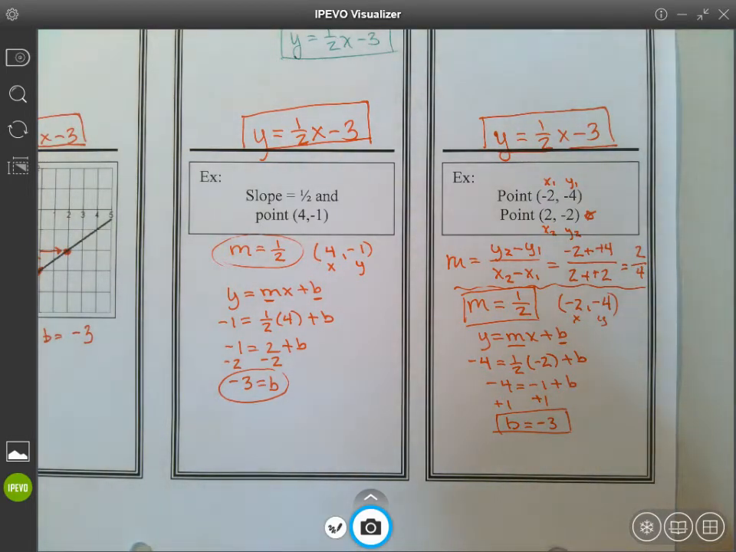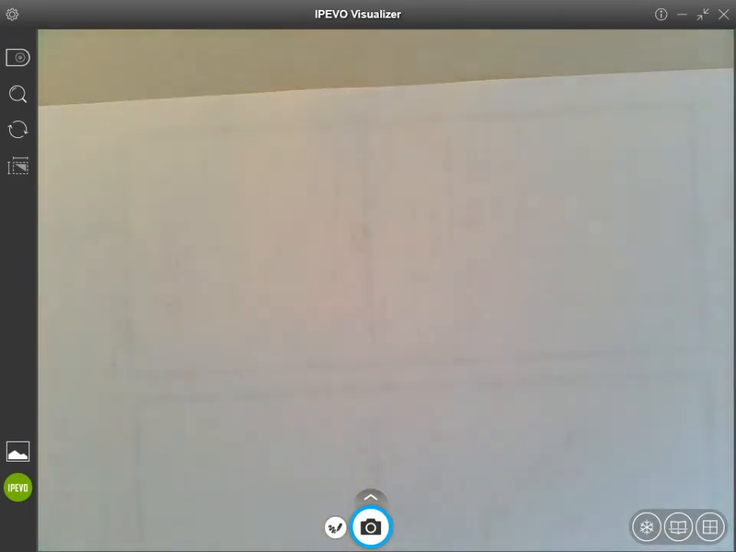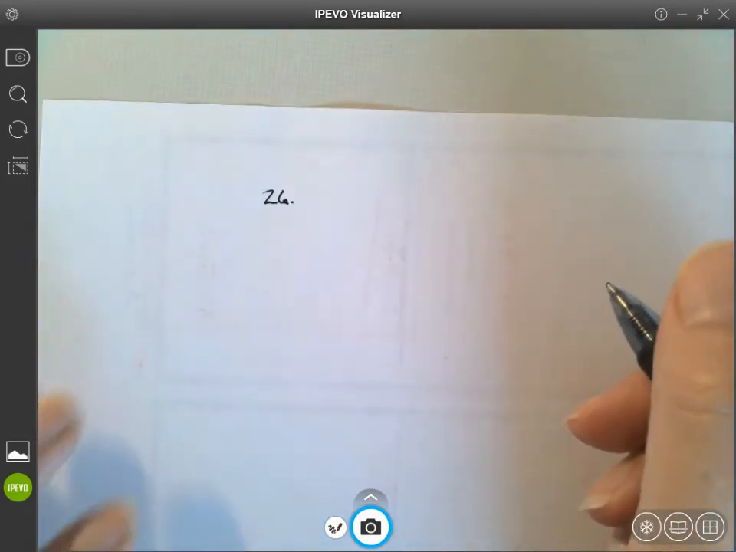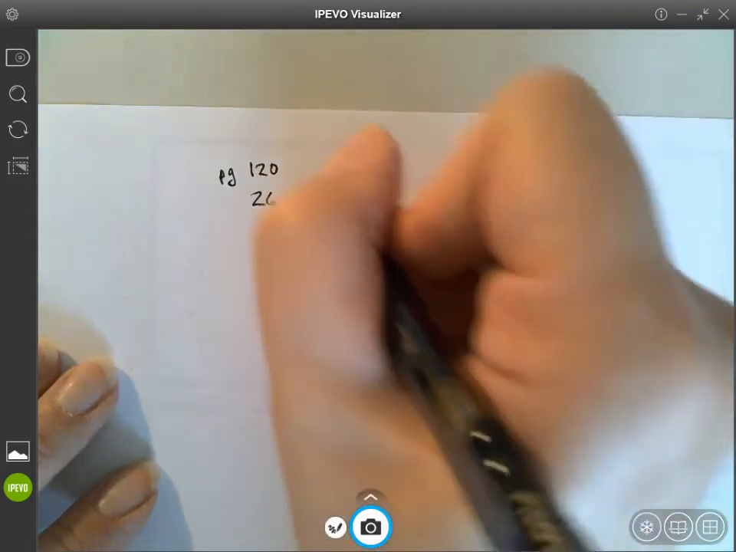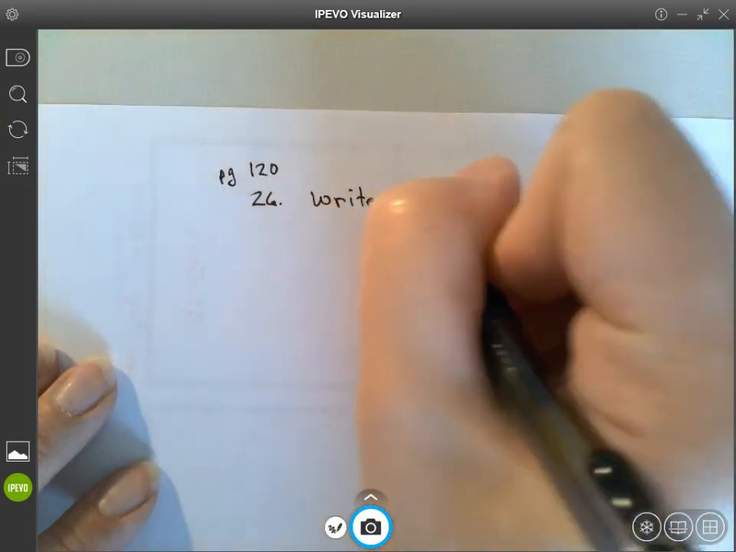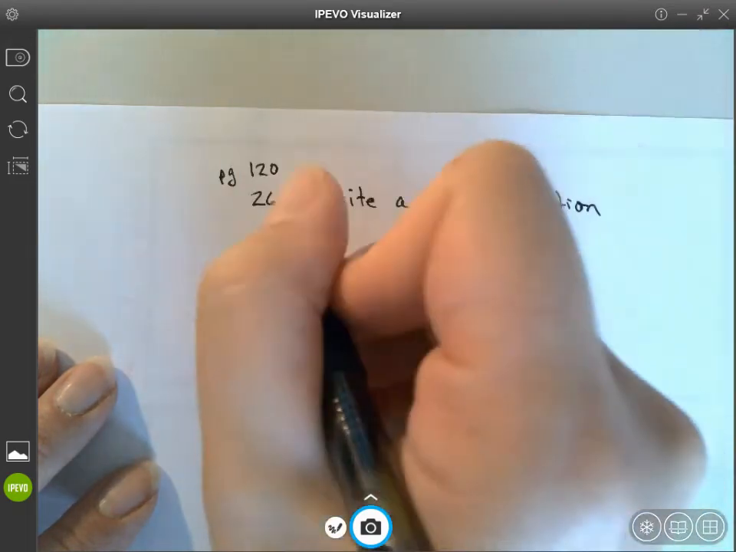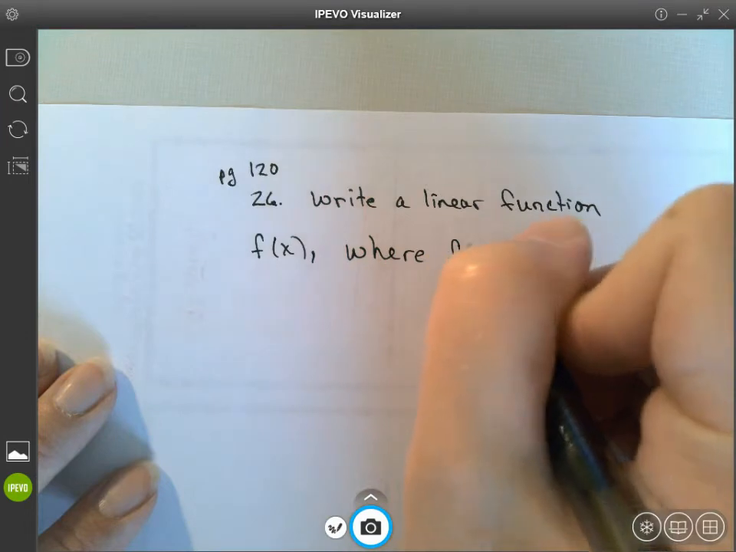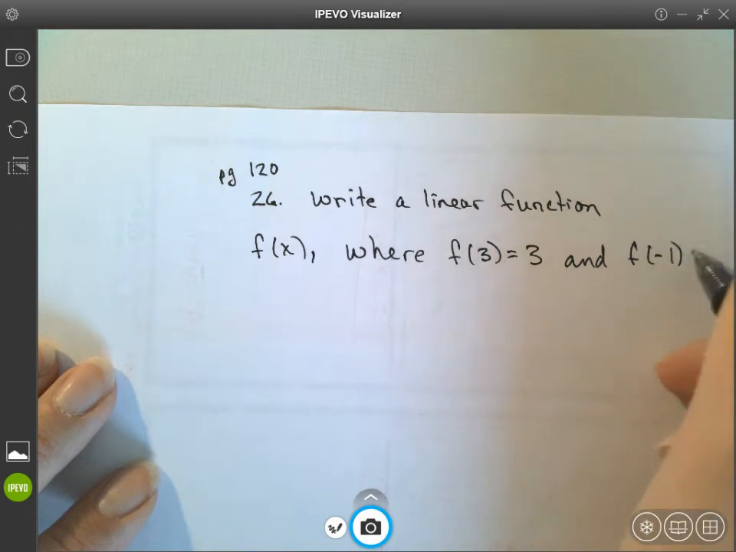Okay, I want to add one thing onto the back. This is a little bit different. So add one thing onto the back for me. So there's a problem in the textbook that we didn't do. It's number 26 out of the textbook, just in case you want it as a reference. And it's on page 120. And so what it tells you is it says, write a linear function, given this information. So write a linear function f of x, where f of 3 equals 3, and f of -1 equals 4.